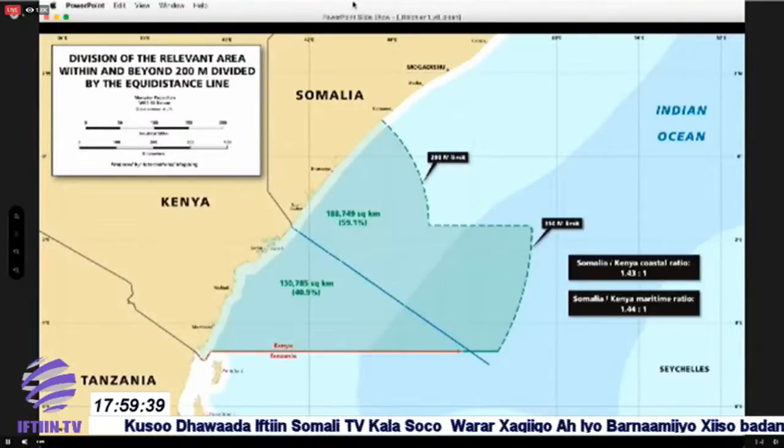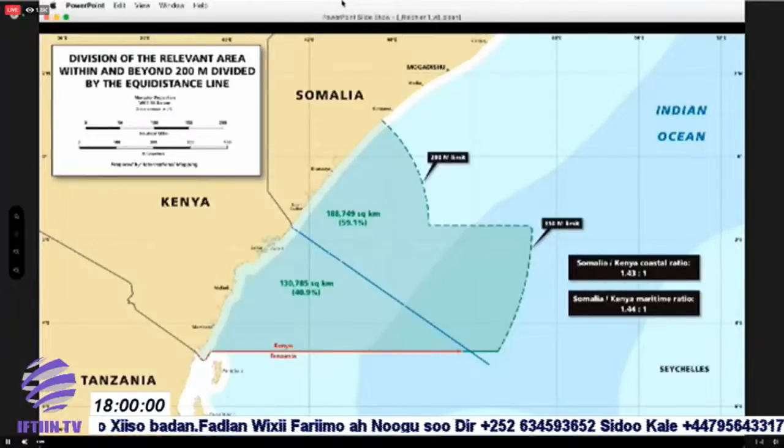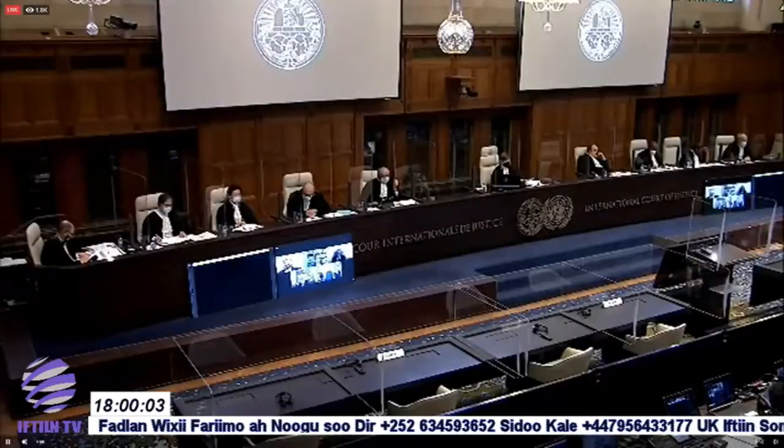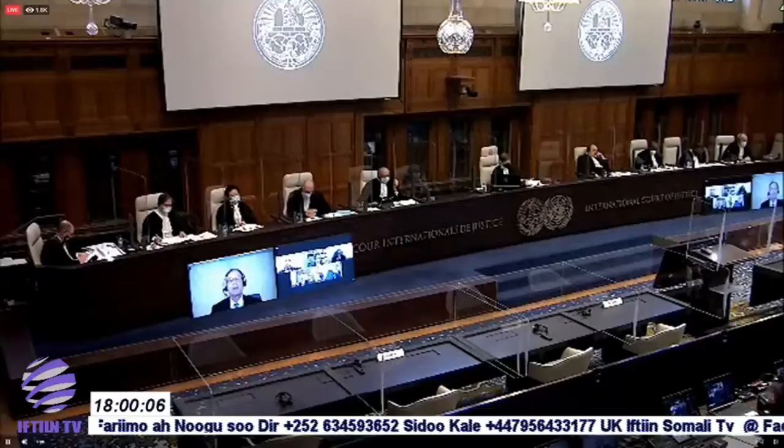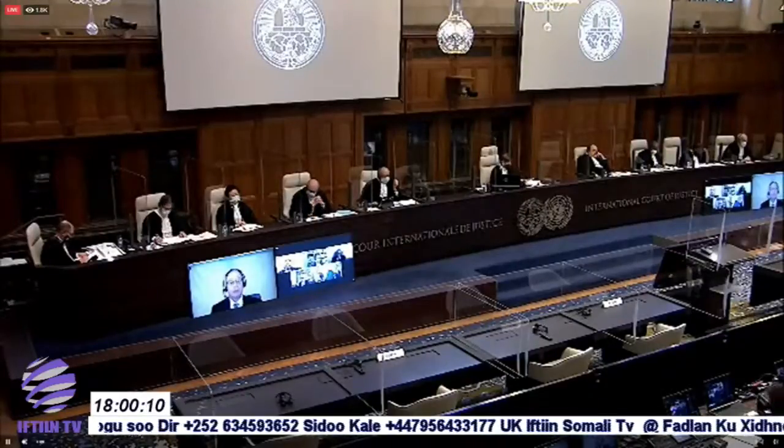This is almost identical to the ratio of the parties' coastal lengths, which is 1.43 to 1 in favor of Somalia. The equidistance line thus passes the court's disproportionality test. There is no disproportionality here, let alone the kind of significant or gross disproportionality that would justify an adjustment of the equidistance line. Madam President, the equidistance line therefore constitutes an equitable boundary throughout the relevant area, from the starting point on the coast to the outer limit of national jurisdiction in the extended continental shelf. Somalia respectfully submits that this is the boundary international law requires the court to adopt in this case.